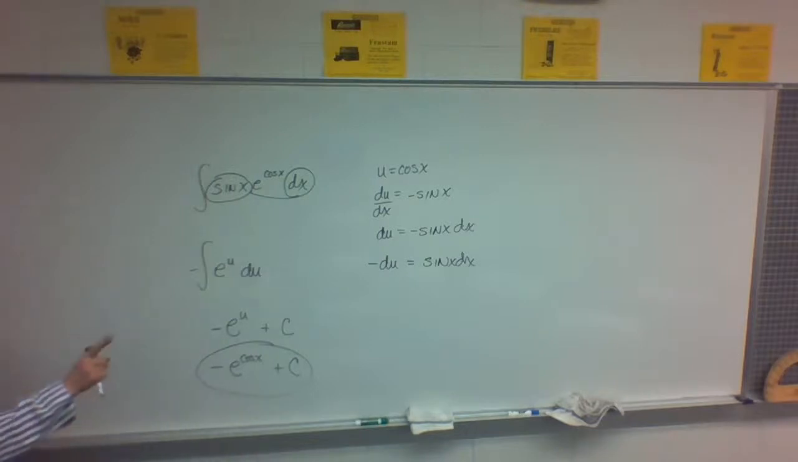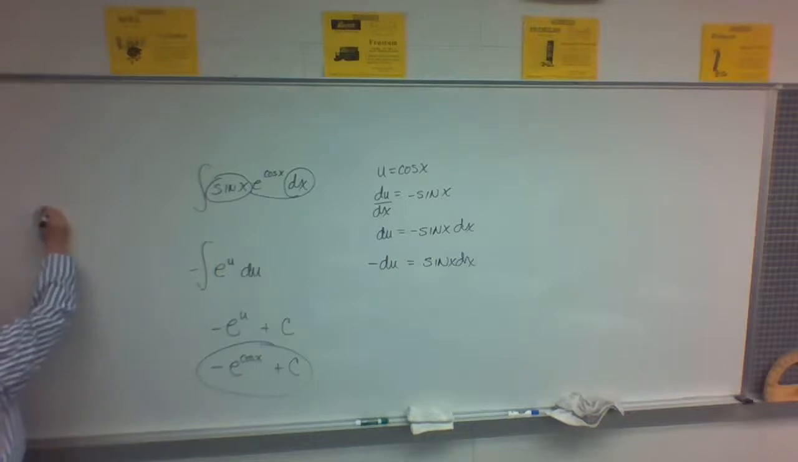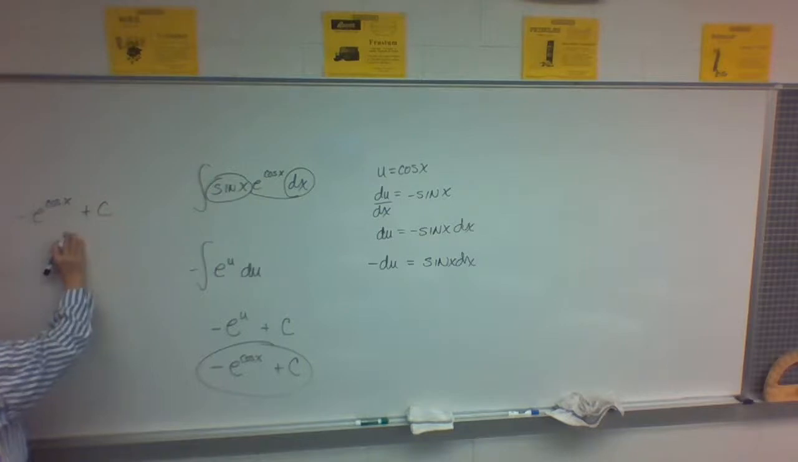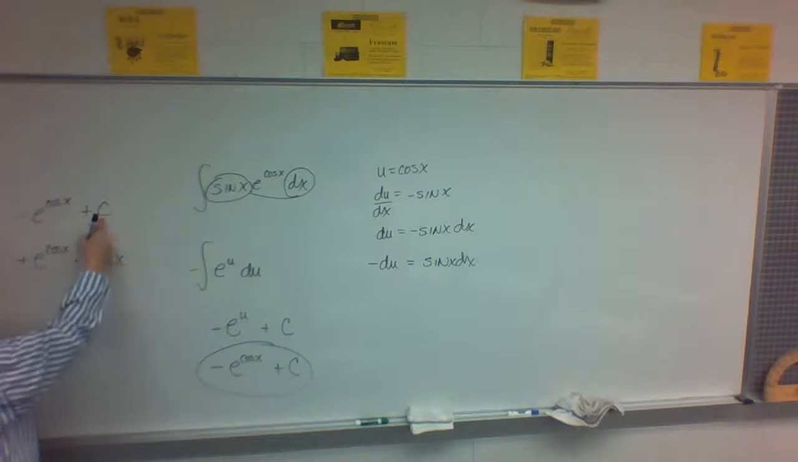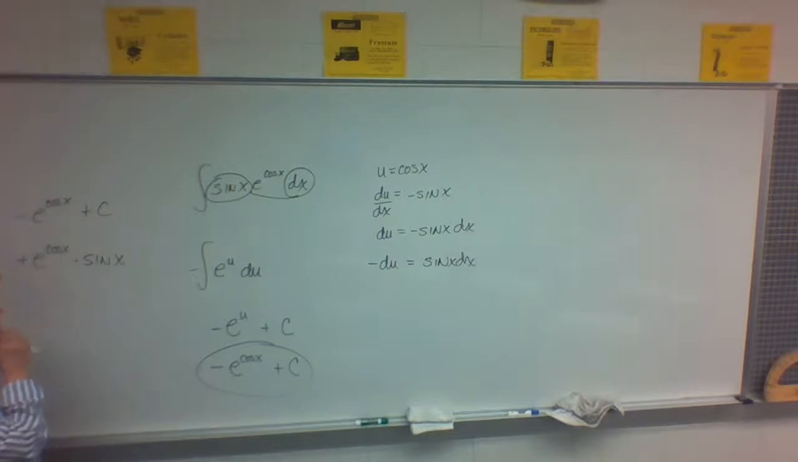Just to prove to you folks that this actually is right, if I derive negative e to the cosine of x, I'm going to get negative e to the cosine of x times the derivative of this, which is negative sine x, and the derivative of that is 0. What about the sine of x? Don't you need the sine of x in the front? Sure. I'm just saying it's the same.